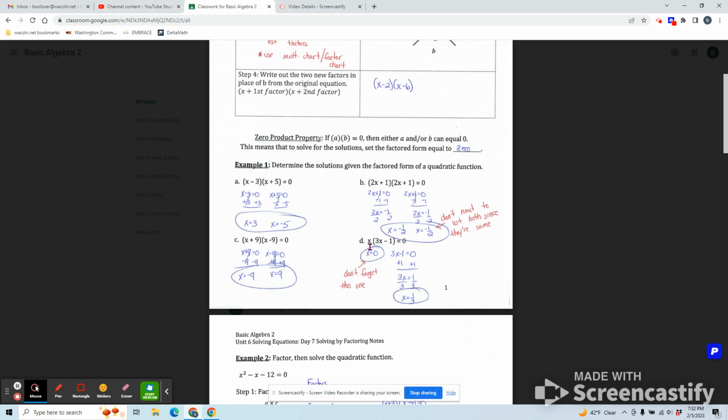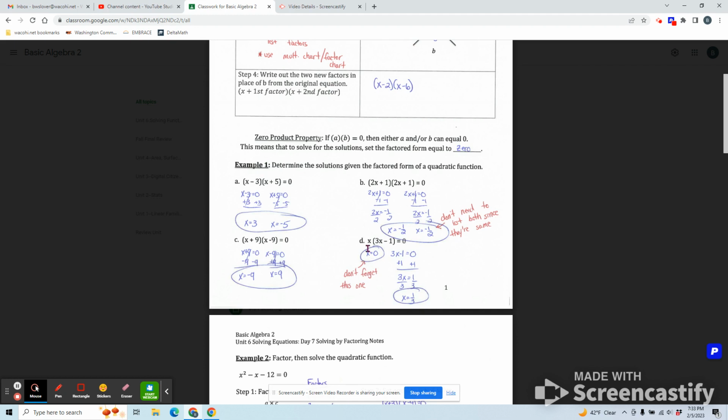However, there's one more. There's an x on the outside of that parenthesis. So because there's an x on the outside of the parenthesis, I still have to solve. It's just not in a set of parentheses. So I take that x and I set it equal to 0. And I don't have anything to do on that one. X just equals 0 for one of the solutions, and x equals a third for the other solution.